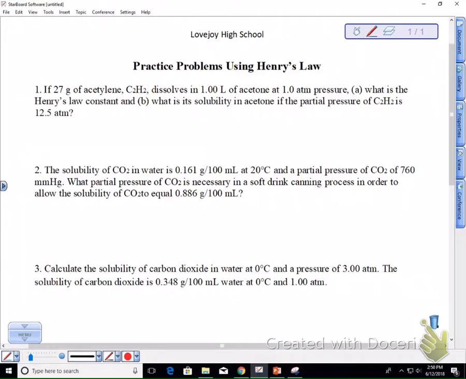All right, here are some practice problems. Number one: if 27 grams of acetylene dissolves in 1 liter of acetone, so acetylene is the solute, acetone is the solvent, at 1 atmosphere pressure, what is the Henry's law constant? Well, we know that solubility is equal to Kp. So if we want to know what K is, it's going to be S over P.